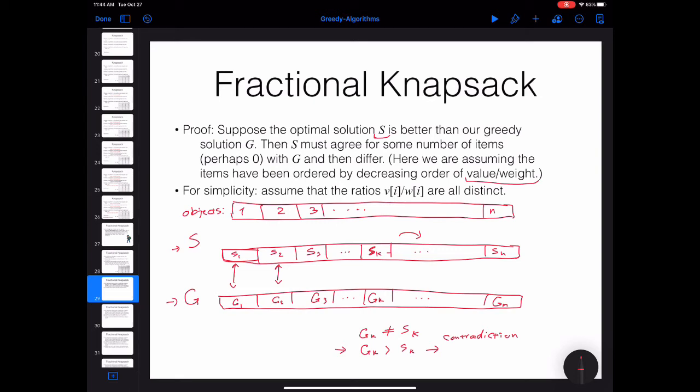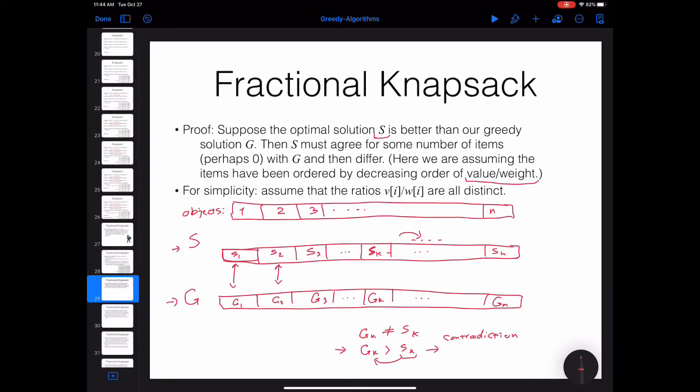But if you are replacing, definitely all those objects that you are taking are going to have less value per weight ratio, right? So if instead of SK, you take GK, you are using the same amount of weight and you are taking more value. So it's going to be actually a contradiction.